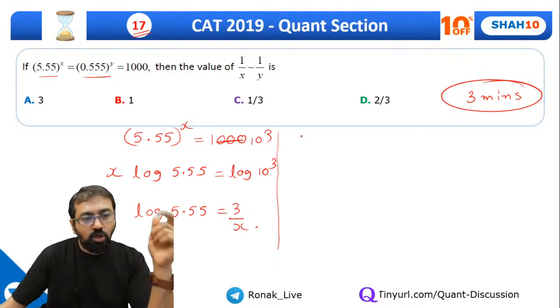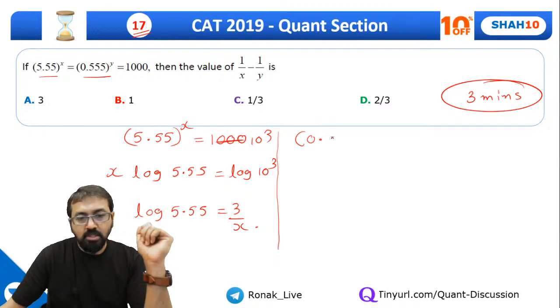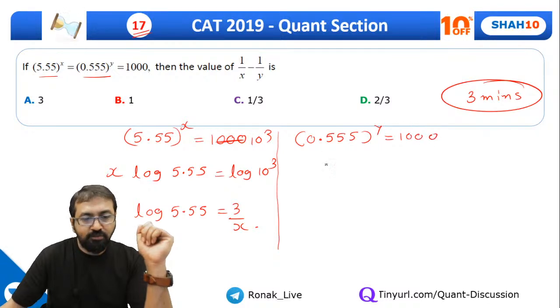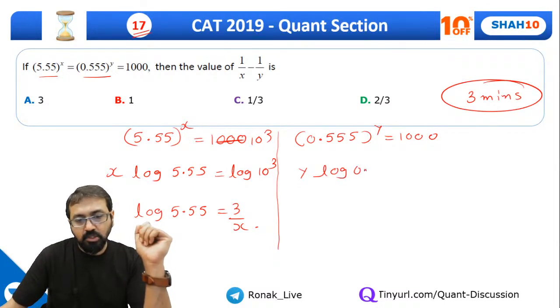Same way, if I solve this part, 0.555 raised to y equal to 1000. If I solve the same way, I'll get y log 0.555 equal to 3, or I'll get log of 0.555 equal to 3 by y.